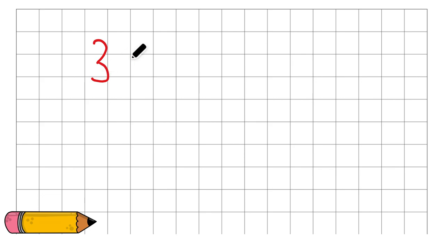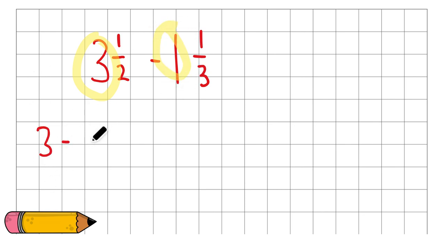So let's try that again. 3.5, take away 1 and 1/3. Okay, looks good. Well, let's isolate these whole numbers, and then we can make it so easy. What's 3 take away 1? Well, that's 2. And then we're just left with these 2 fractions. Now, it's important because we need to know something about these fractions. Is 1/2 bigger than 1/3? So let's have a little look.